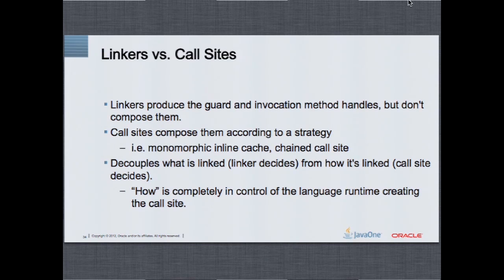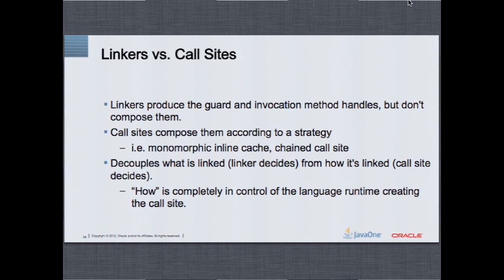There's an important distinction between a linker and a call site. Linkers produce the guard and invocation method handles. They don't compose them into this guardWithTest. So they are returning a pair of method handles back to the underlying machinery. And eventually the call site itself receives them and it decides how to compose them. I showed you the chained call site will do this chaining of guardWithTests, basically this cascade. But you can have a really simplistic one, which just always installs the latest one that it got and relinks in every other case. That pretty much gives you a monomorphic inline cache at that point.